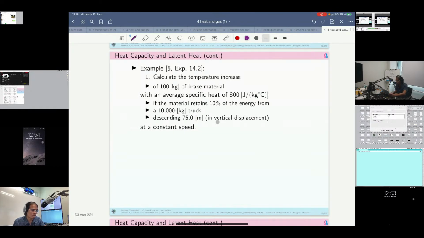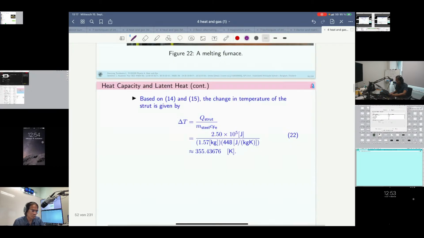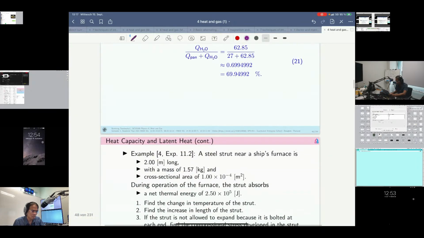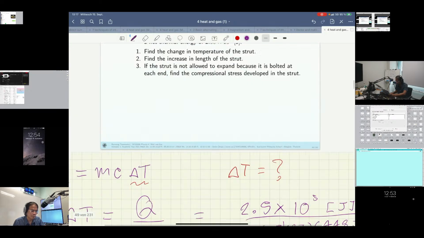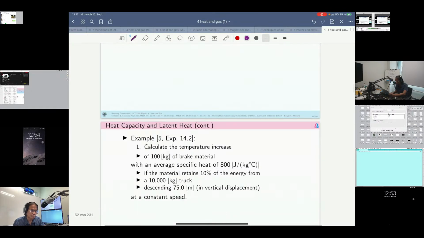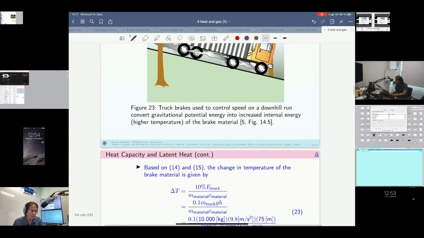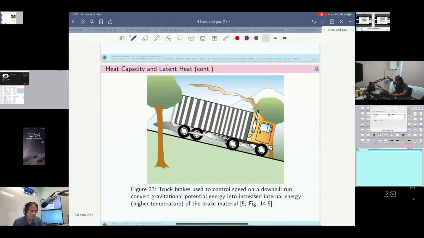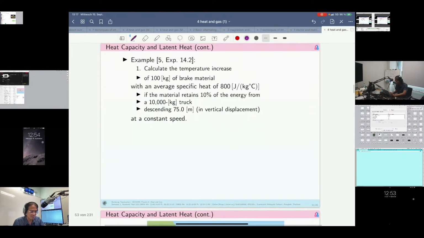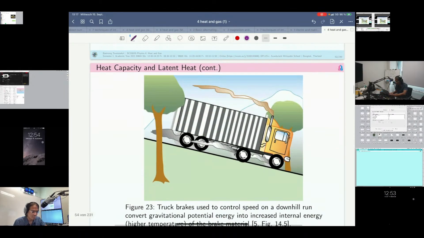Let's go to another one and calculate. The next one is the calculation for a car, a truck. This is an application in transportation or automotive engineering, because you want to know the increasing temperature of the brake pad.